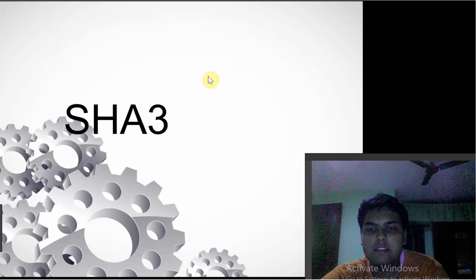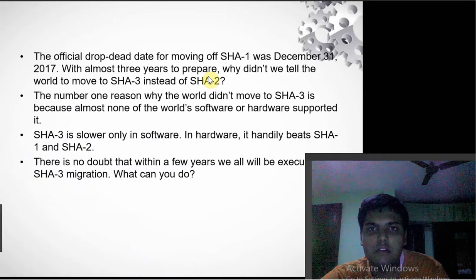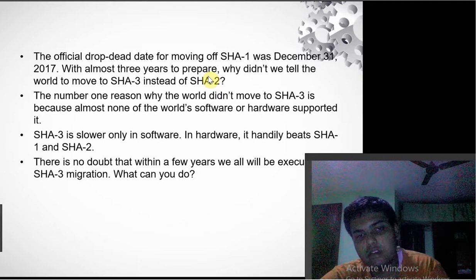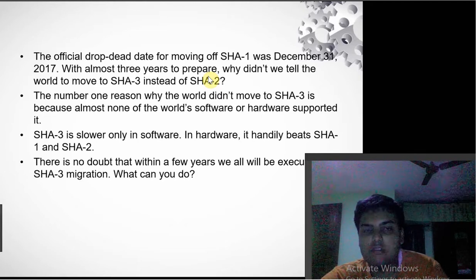We are going to see the SHA3 algorithm explanation. SHA3 actually was dropped on December 31. They moved to SHA3 instead of SHA2. One reason why the world didn't move to SHA3 is because almost none of the world's software or hardware could support that one. SHA3 is also considerably slower, but only in software. In hardware, it beats SHA1 and SHA2.